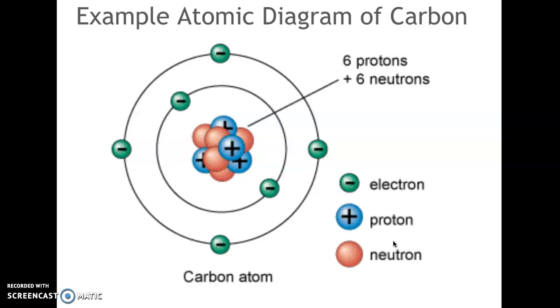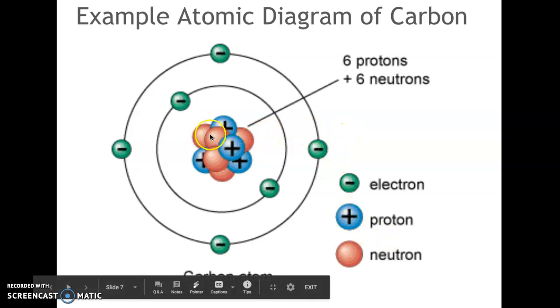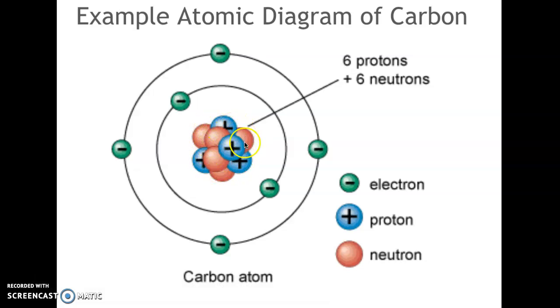So this is a model diagram of, say, the carbon atom. We've got the protons and neutrons in the middle. This is called the nucleus. And then out in these orbits, you can think of it like a solar system, are the electrons, and they go around the nucleus.